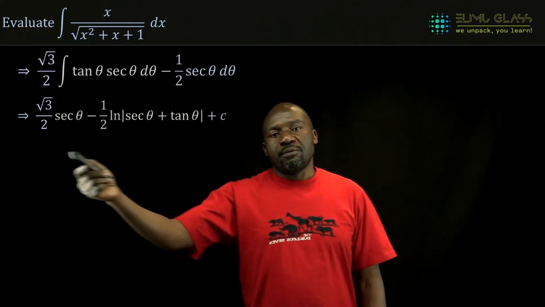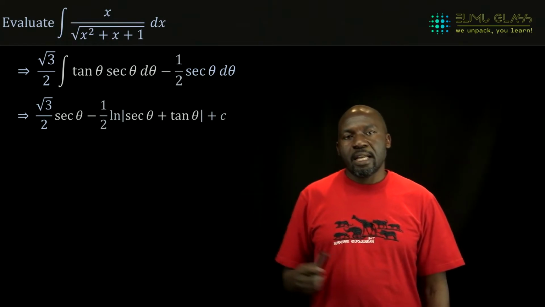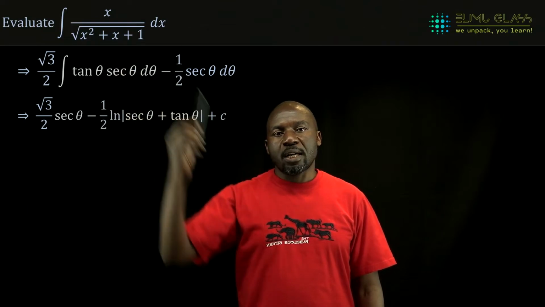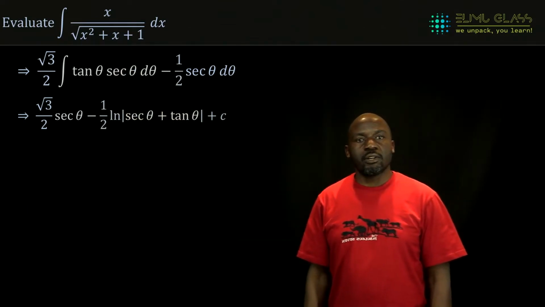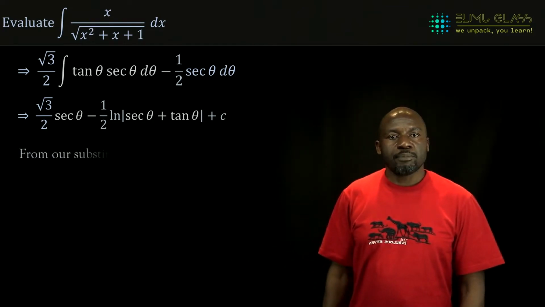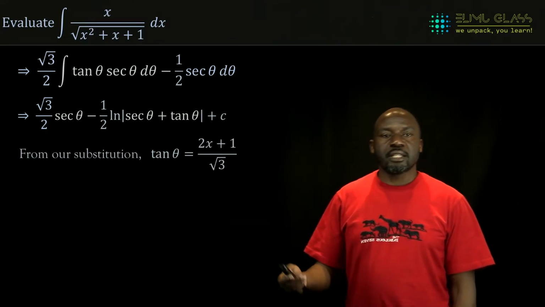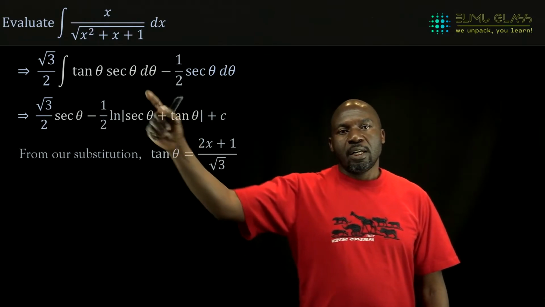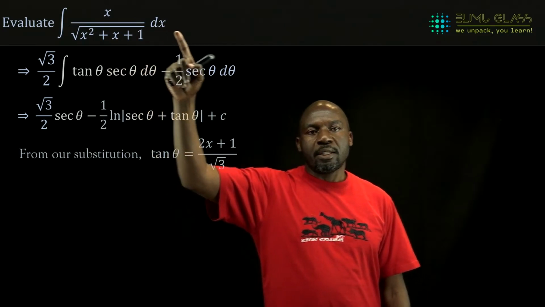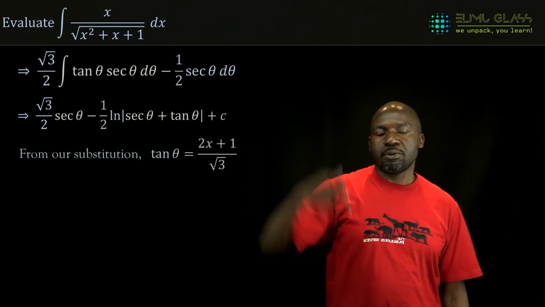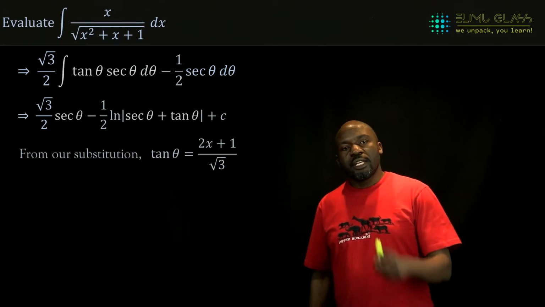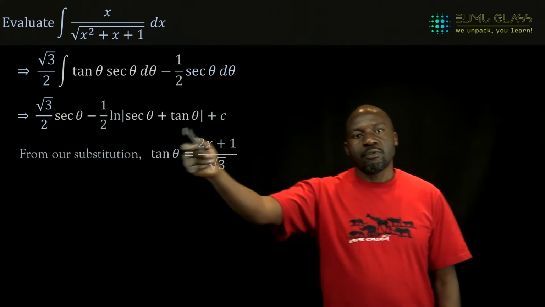So effectively we've done the integration. The problem is that our answer is in terms of theta instead of x. So we want our answer to be in terms of x. In order to do that, we have to go back and look at our substitution. We made a substitution. From what we got here, x plus a half, we made it root 3 over 2 tan theta. So if we rearrange that, this is what we got, okay? So this comes from the substitution.